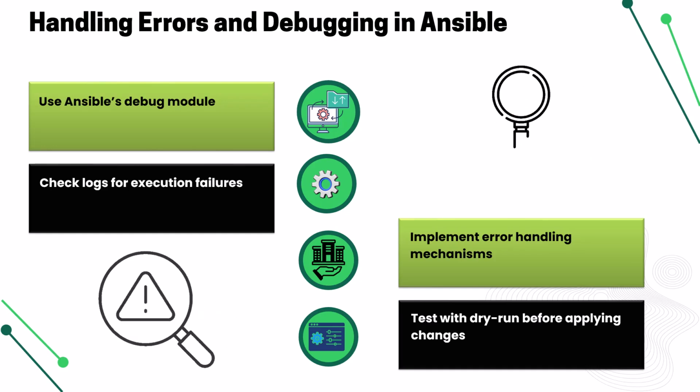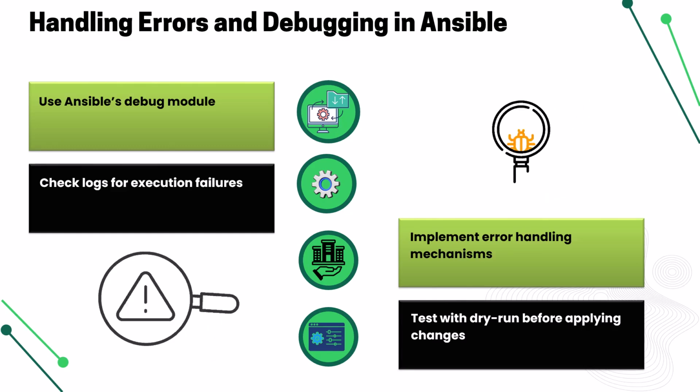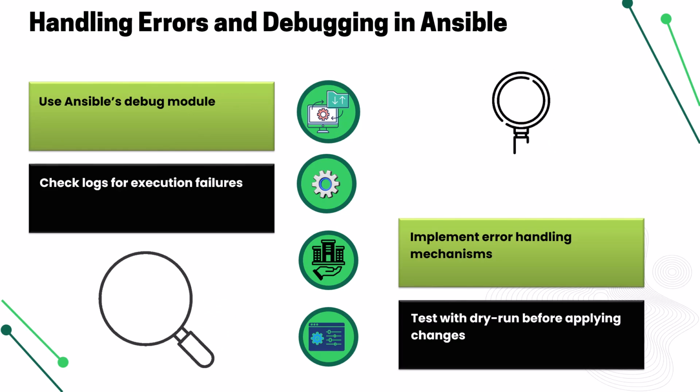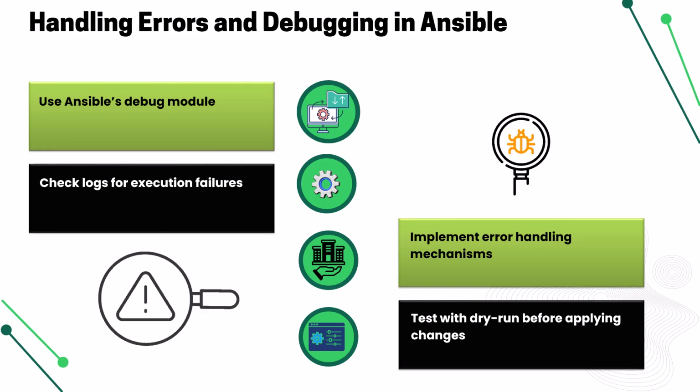Errors, oh, they will happen, but handling them smartly is what separates beginners from pros. Ansible's debug module is your flashlight in the dark. Use it often. Logs are your detectives, telling you where things went wrong. Error handling mechanisms keep surprises minimal, making recovery easier. And finally, always test before applying changes. It's the difference between smooth sailing and total chaos.